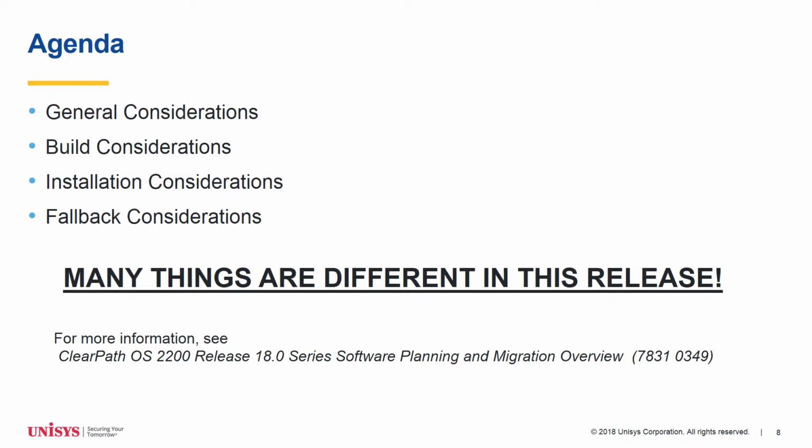That leads us back to the agenda and our broad categories of migration considerations: general, build, installation, and fallback. And the most important thought to take away from this presentation: many things are different in this release. PMOs for prior releases documented one migration path to follow when upgrading your software to that release. Some of you carefully followed those instructions. Others might have done things using a similar approach, but in a different order. And yes, sometimes a few of you even performed a software upgrade without reading the PMO at all.